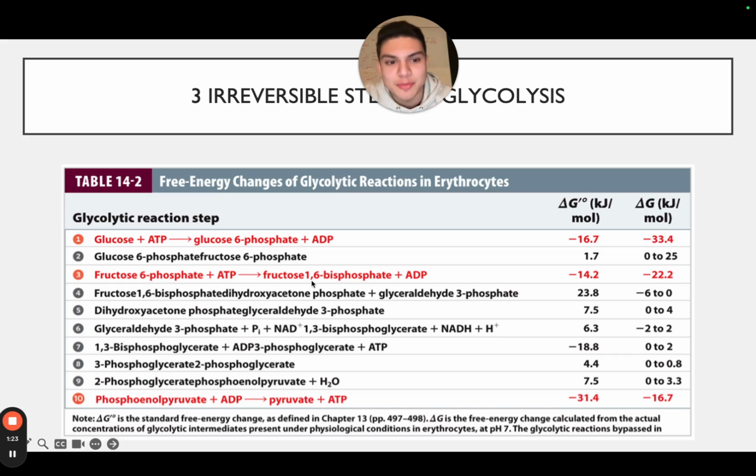So this is another example of the delta G's. No, you do not need to memorize negative delta G's. I was making a joke about that with a friend of mine, and I was like, yeah, you have to memorize all delta G's. And it's like, no, I'm just kidding. You don't. You just need to know which ones are irreversible and exergonic. That's pretty much it.